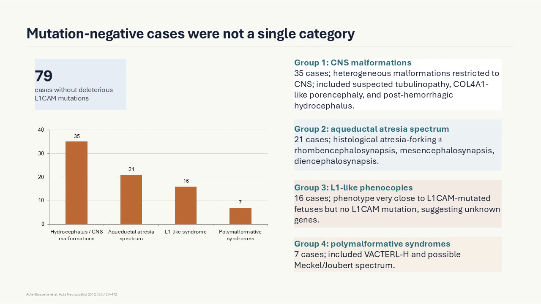The 79 mutation-negative cases were not a single residual bucket. Neuropathological review separated them into 4 groups: 35 central nervous system, or CNS, malformation cases, 21 cases in the aqueductal atresia spectrum, 16 L1-like phenocopies, and 7 polymalformative syndromes. This classification is one of the paper's major contributions. It shows that a negative L1CAM result can still contain recognizable biology, including a group that strongly suggests other, possibly autosomal recessive, hydrocephalus genes.